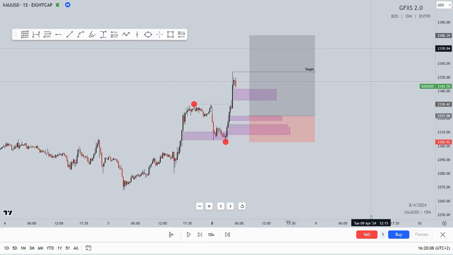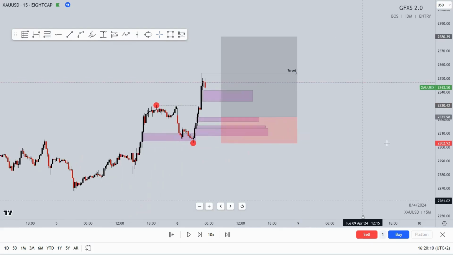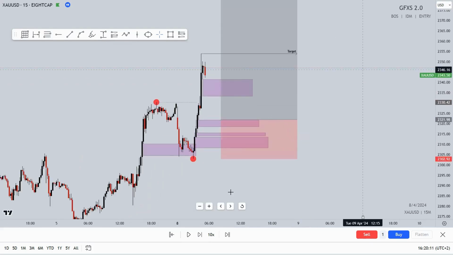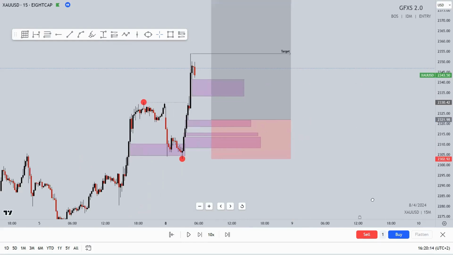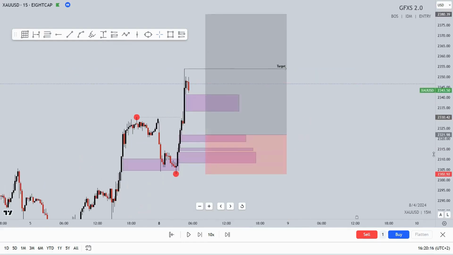And then there is another way to find the target. So I'll show you in a sec how you can find the target. Sorry about that, guys.